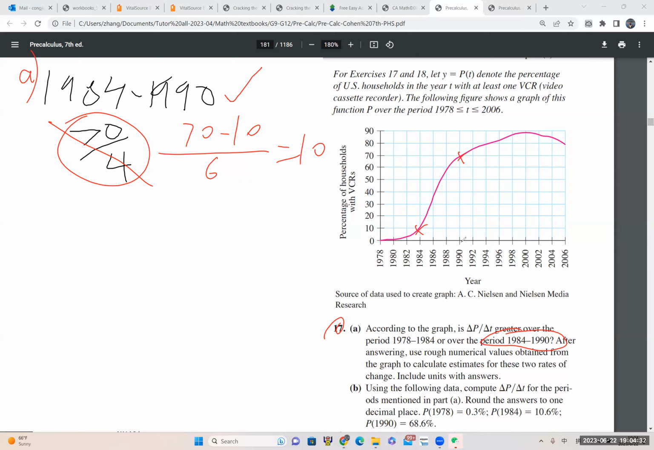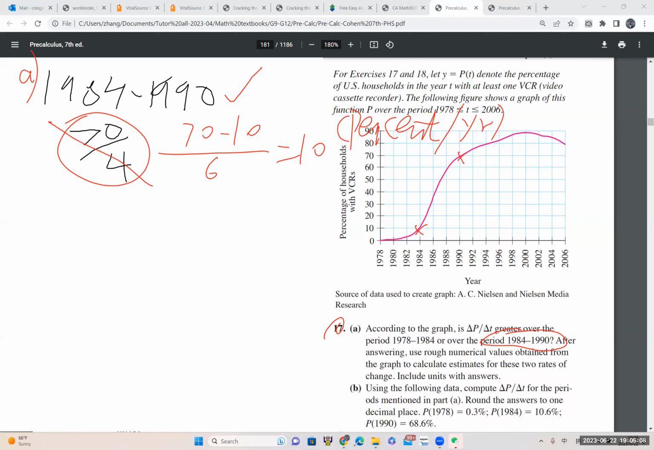Do you find the unit? P per year, I don't know. Person per year, right? Yeah, it's person per year, because here it means 70% minus 10%, you get 60%, divide by 6. So what does this mean? It means each year the percent increase is 10, right?